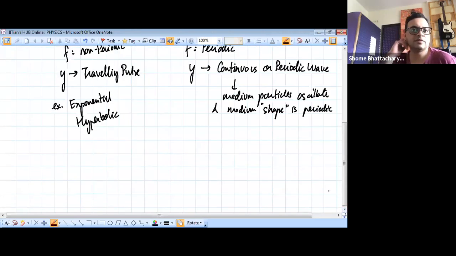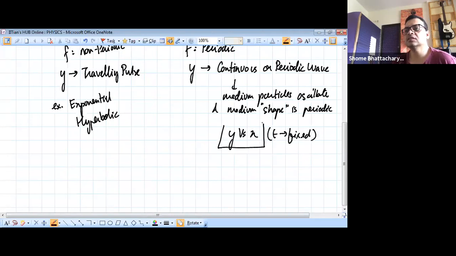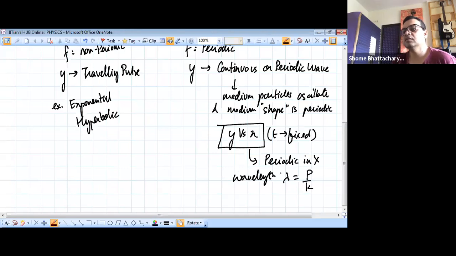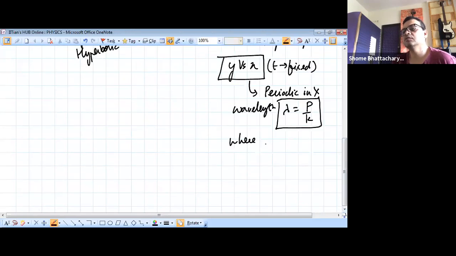So if we freeze the value of time and look at the snapshot picture, there's a periodicity of y versus x, for time being fixed. This graph is a periodic graph also. It's periodic in x, and it has what we call wavelength, lambda. Now that wavelength becomes P by k, where P is the fundamental period of the original function f.